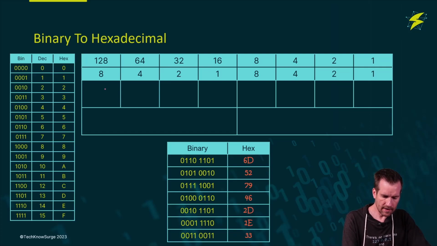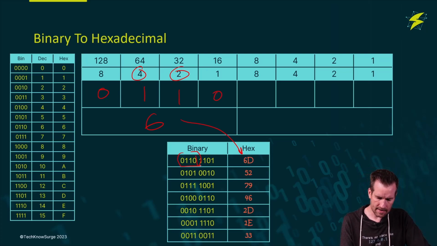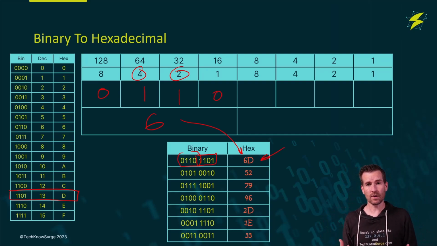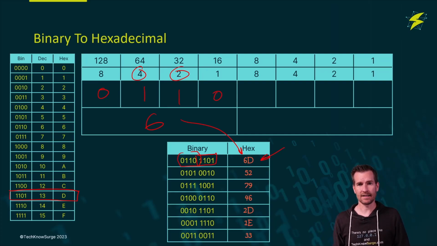So a quick way of doing this is I could just type in each one of these numbers in here, this 0, 1, 1, 0, and I can see it's 4 plus 2, and that equals 6. So I can put that down there. The other way I could do this is look up 1101. So I look that up over here on the side, and that is a D, and I can put that one in. So once again, make sure that you're familiar with this concept before you proceed on to the next video.